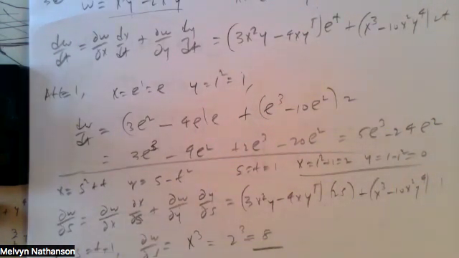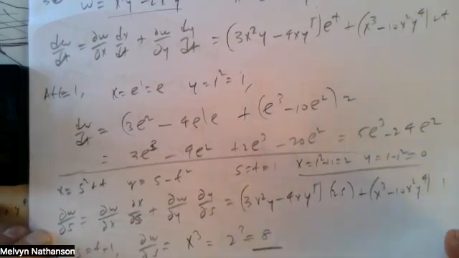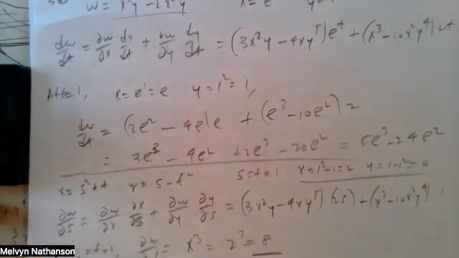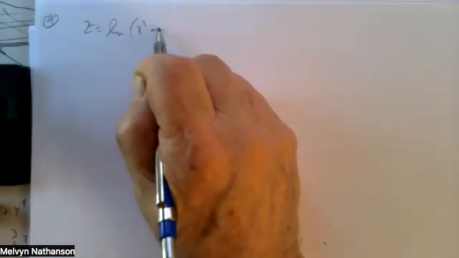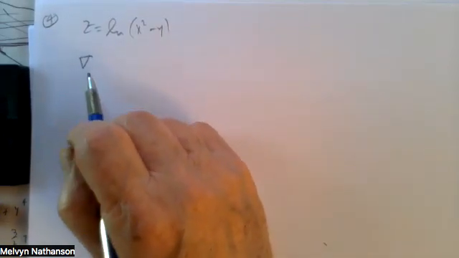Okay, well, that was problem 3, which suggests that the next problem is problem 4. So problem 4, we have a function z is the log of x squared minus y. So that is the gradient of this function.